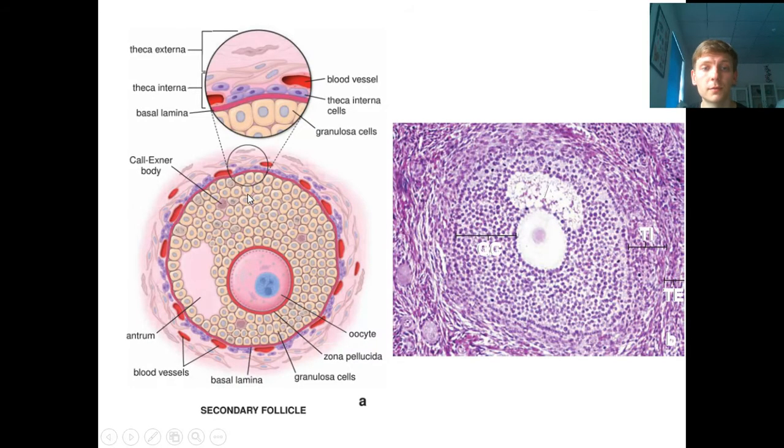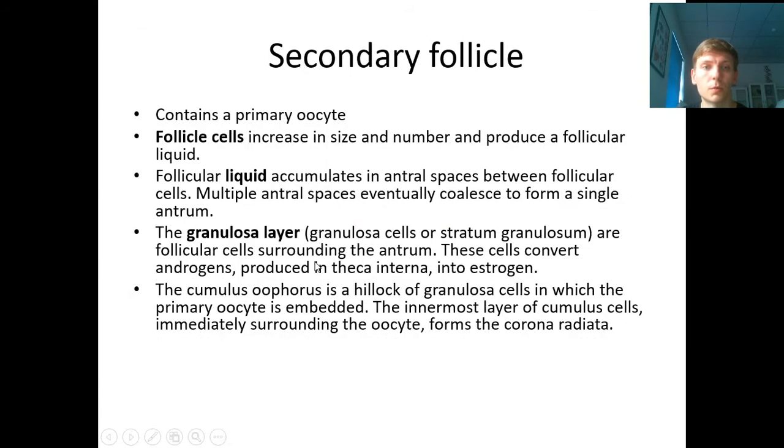But here we have a secondary follicle. So let's talk about properties of secondary follicles. They contain the primary oocyte. Follicle cells increase in size and number and produce a follicular liquid. What is this follicular liquid? We'll discuss later. Follicular liquid accumulates in antral spaces between follicular cells. Multiple antral spaces eventually coalesce to form a single antrum.